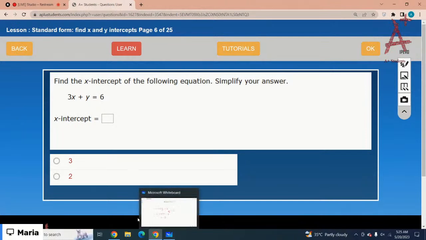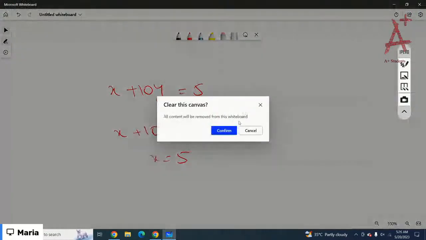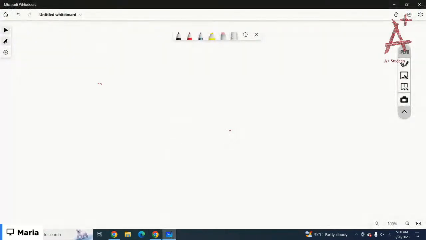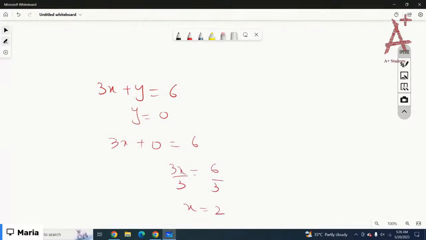Okay, the next one is 3x plus y equals 6. You need to put y equals 0 because you have to calculate the x-intercept. So it would be 3x plus 0 equals 6. It would be 3x equals 6. Divide both sides by 3. So it would be x equals 2. The correct option is x equals 2.